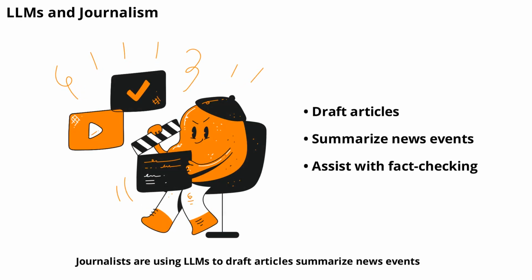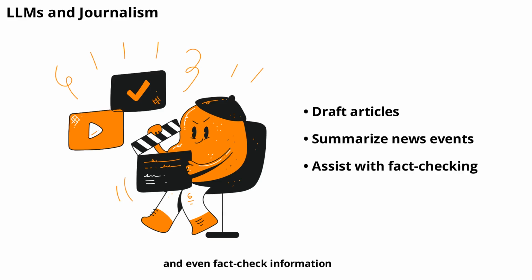Journalists are using LLMs to draft articles, summarize news events, and even fact-check information. These tools can help newsrooms operate more efficiently and ensure that accurate, timely information reaches the public.